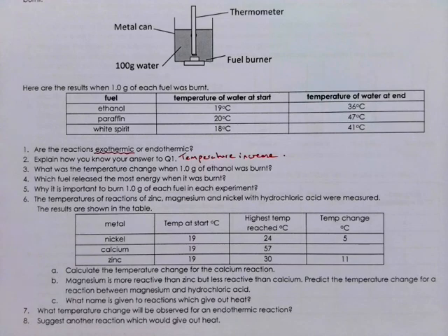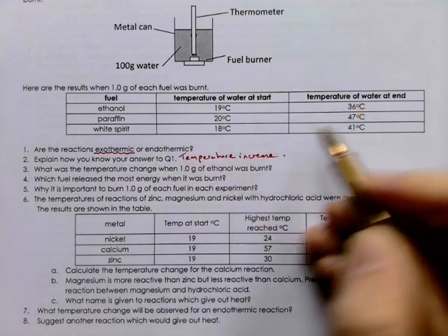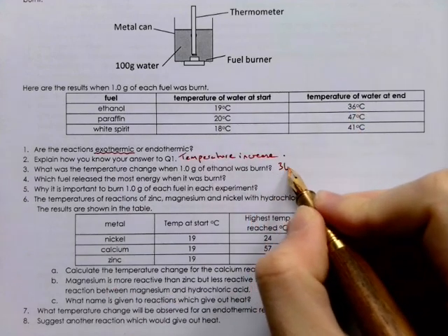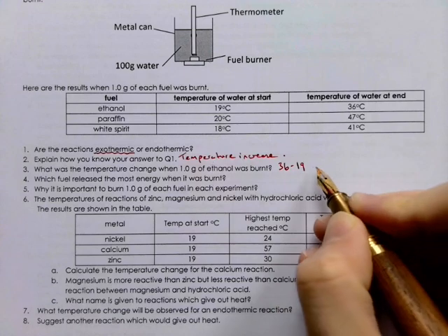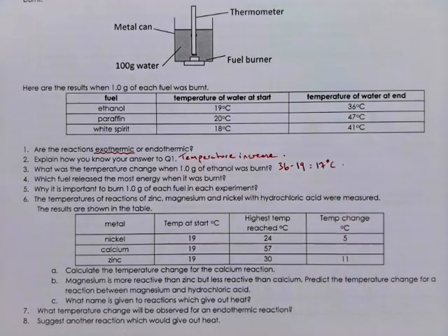What was the temperature change when 1 gram of ethanol was burnt? Okay, so we look at the table. Ethanol goes from 19 to 36, so it's just 36 minus 19, which is 17 degrees.